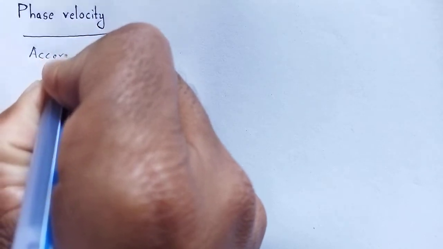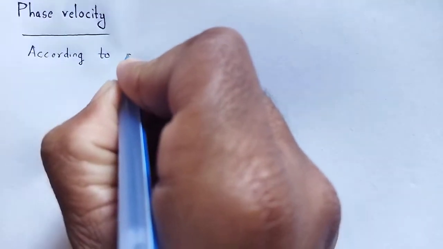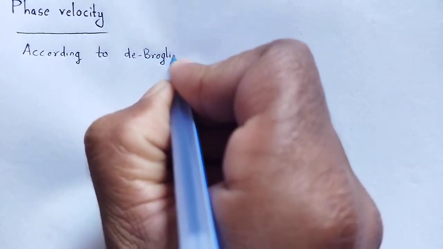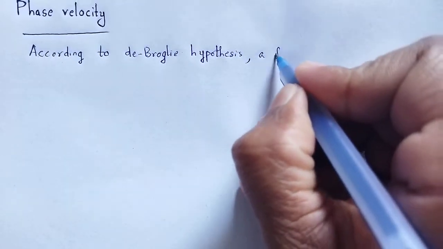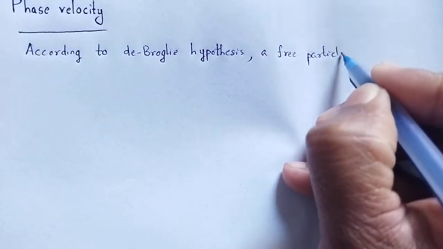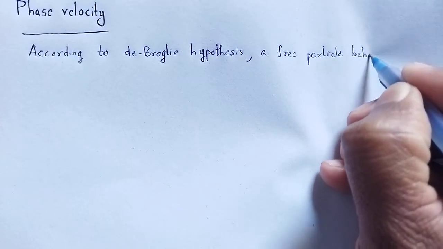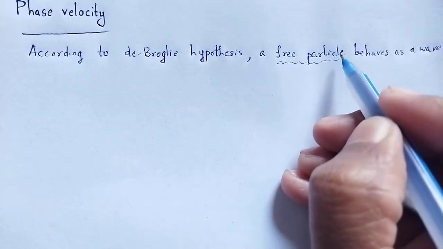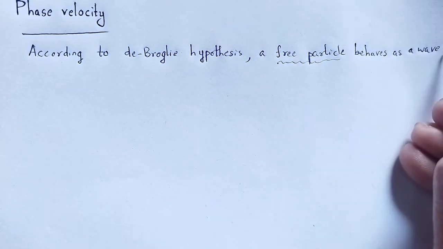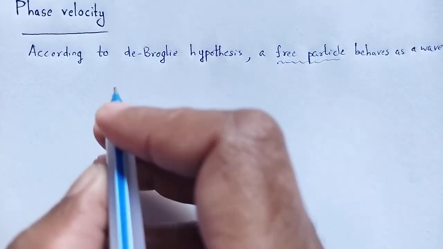Now, the velocity of de Broglie waves associated with a particle can be derived. According to de Broglie hypothesis, a free particle behaves as a wave. Free particle in the sense that the particle is not bounded, that is, free. To define that wave, let us choose a plane wave.